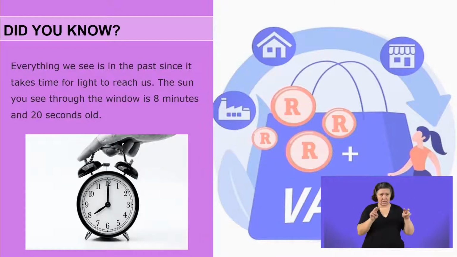Now, before I get going, let me quickly just check with you. Did you know that everything that we see is actually in the past? Yes, because it takes time for light to reach us. The sun that you see out through your window is actually 8 minutes and 20 seconds old. Now, that is really something interesting to think about.